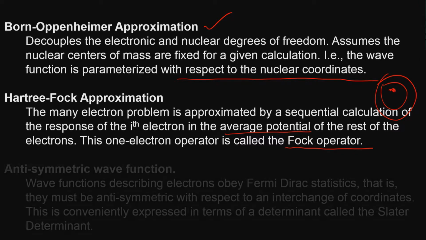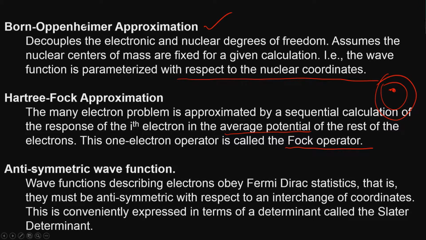Then comes the anti-symmetric wave function. Wave functions describing electrons obey Fermi-Dirac statistics, that is, they must be anti-symmetric with respect to an interchange of coordinates. So, this is called, a term of determinant is called the Slater determinant.